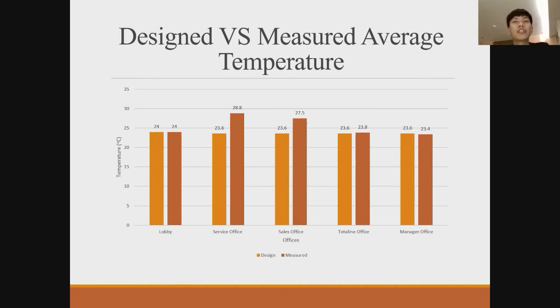In terms of temperature, as we can see, the service office and sales office have the highest indoor temperature. The service office has 28.8 Celsius and the sales office is 27.5 Celsius. In the express standard, the acceptable range for indoor temperature in an office is 23.2 until 26.7. So the measured data is over the standard, and the temperature is definitely not acceptable.